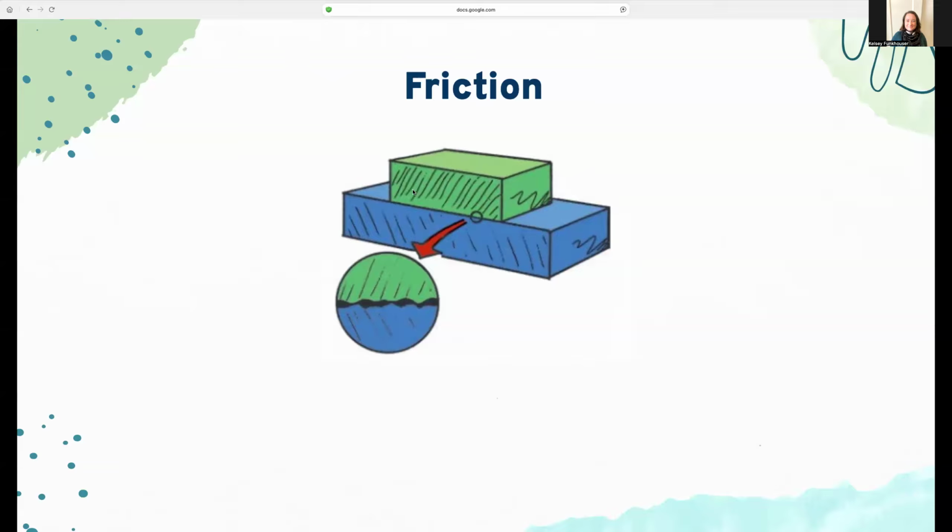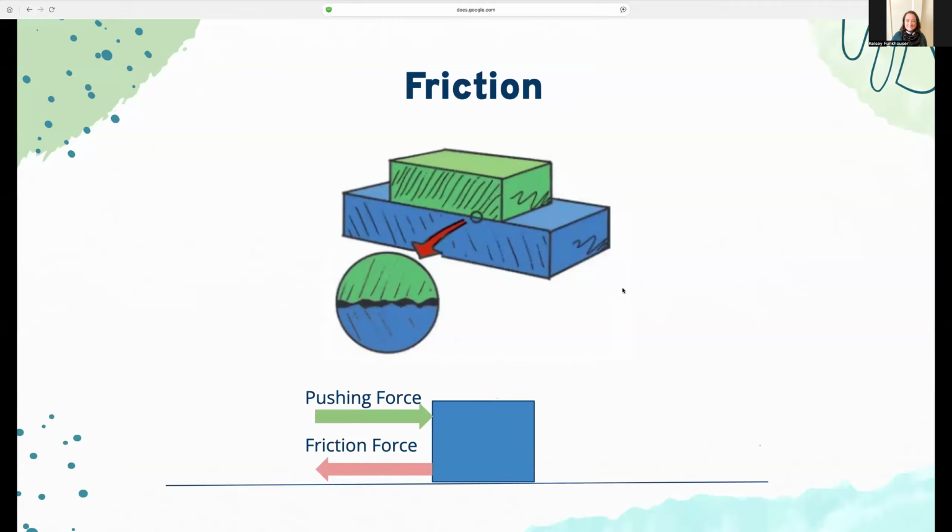So that would mean if I started pushing on the green block, pushing it along the top of the blue one, that would produce friction. If I just push down on it, because the surface between them is horizontal, but I'm pushing vertically down, that's not going to cause friction because it is not along the same axis as the surfaces themselves. So what happens is you apply a pushing force to an object, and then a friction force occurs in response to that.